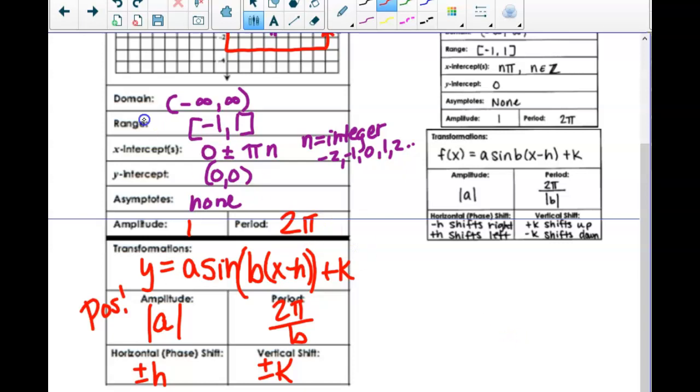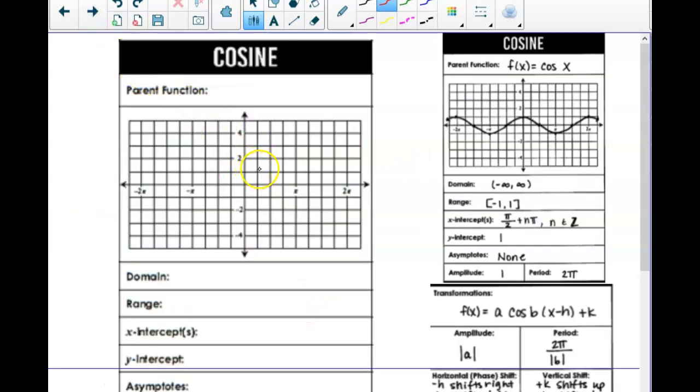All right, cosine is very, very similar, so I'm going to go a little quicker through cosine. The cosine, though, starts at the maximum and ends up back at 2 pi at the maximum. Halfway there, it's at its minimum. So it's looking like that. Let's see, minimum, maximum, crosses at pi over 2. All right, so it's y equals cosine of x.